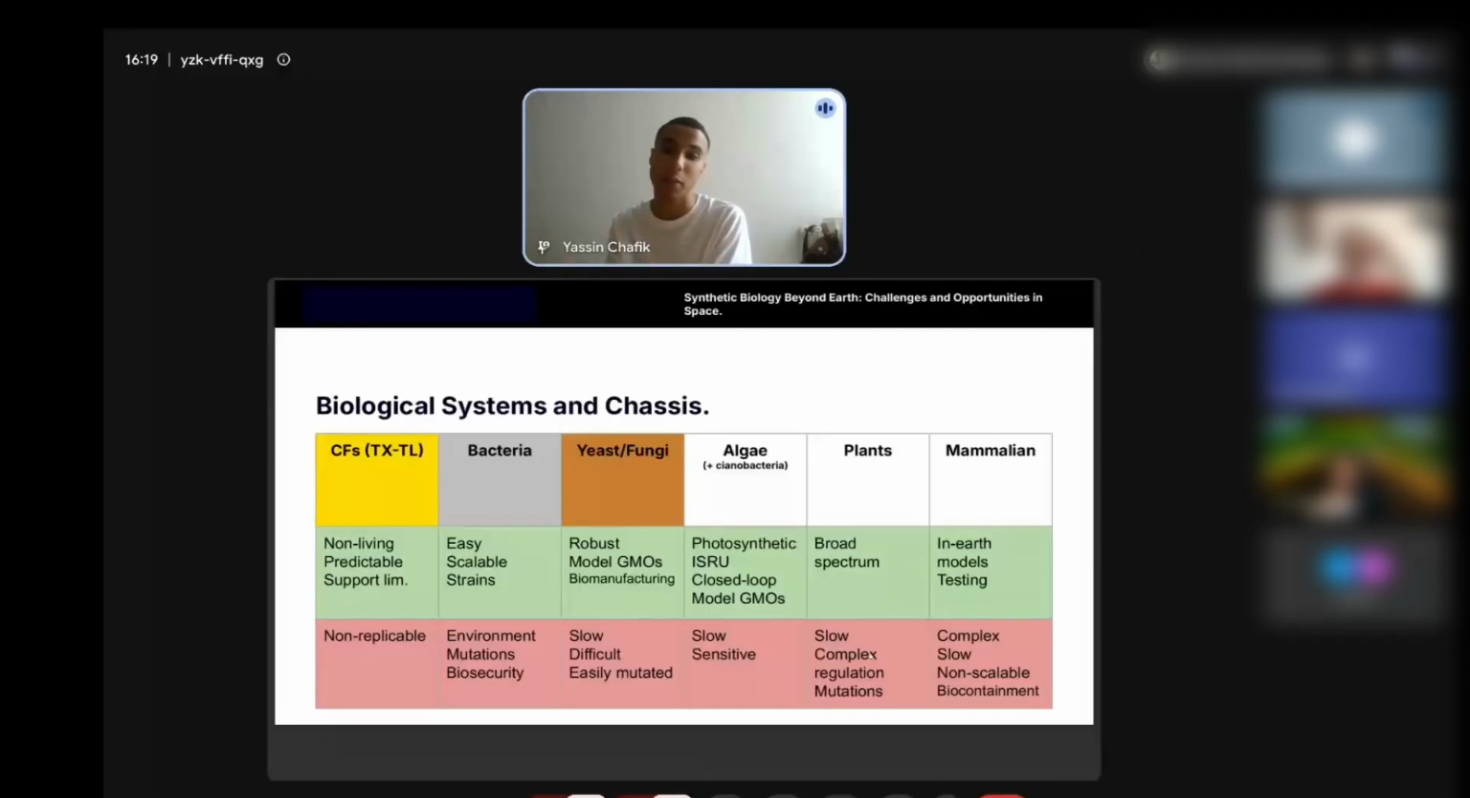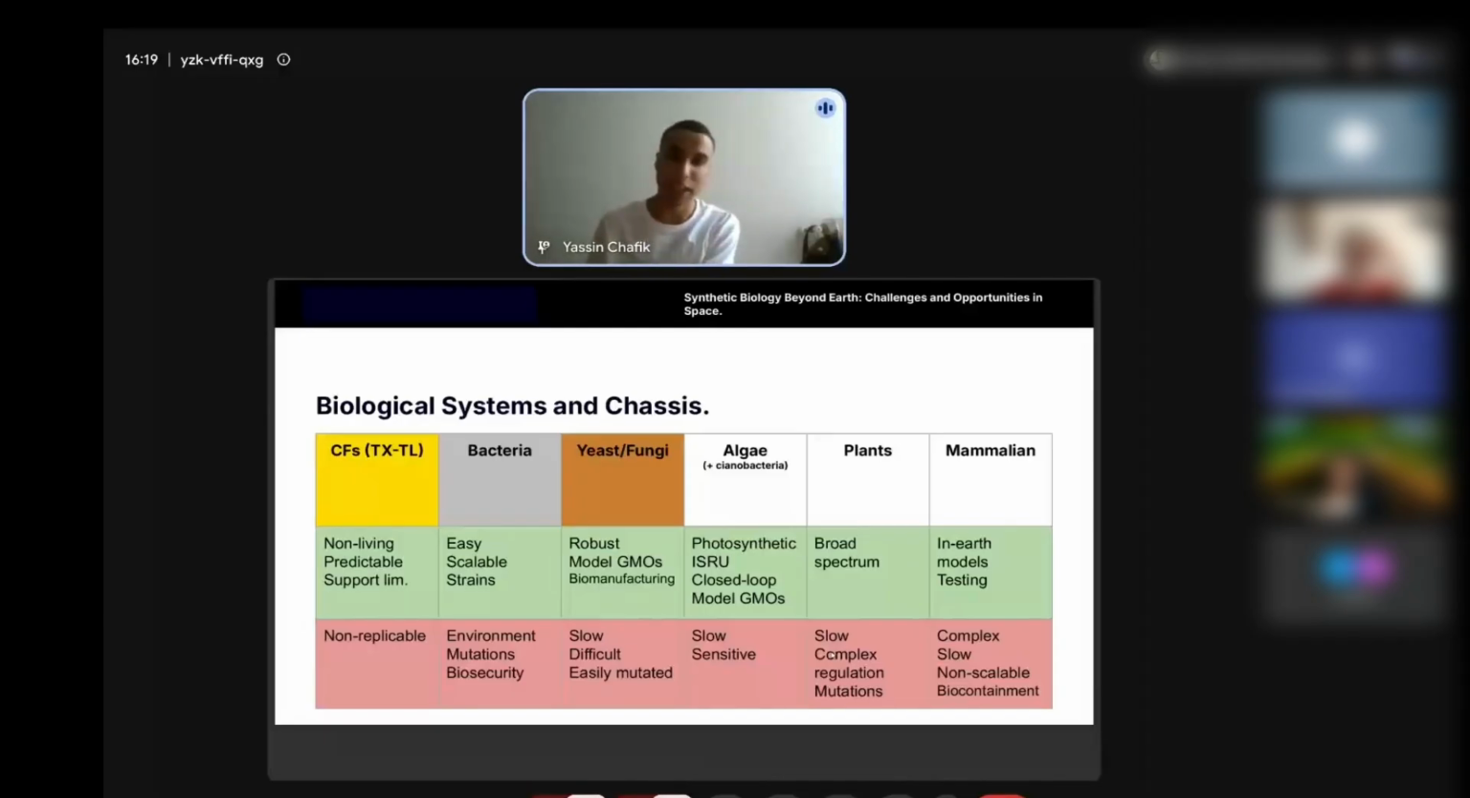And as I've said, the regulation with plants is super complex. Well, right now, as you know, the EU has changed the regulation regarding plants. So we hope that changes in the future. And also plants are very sensitive to mutations because they are more sensitive to light.